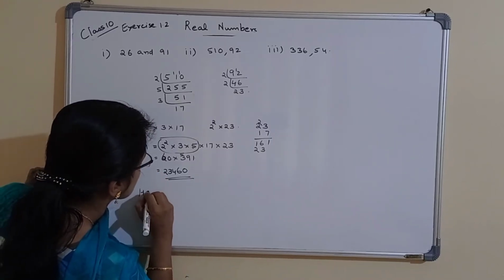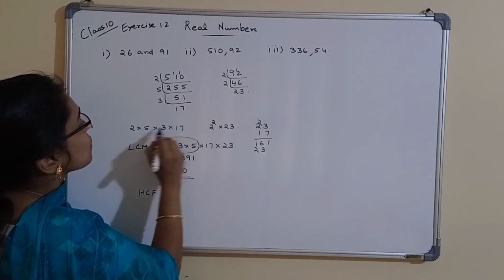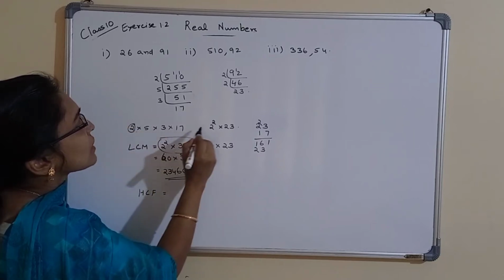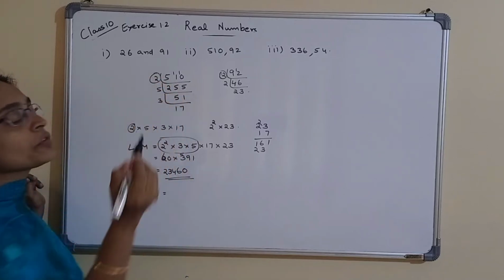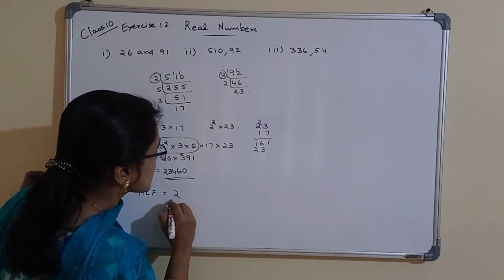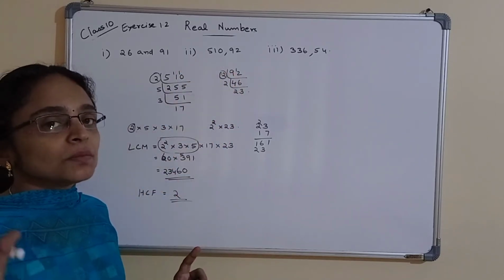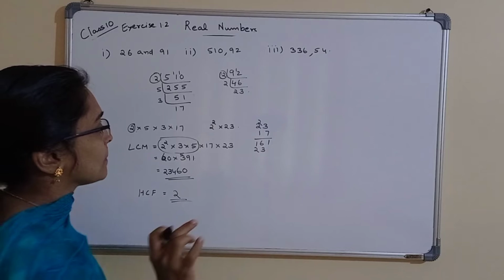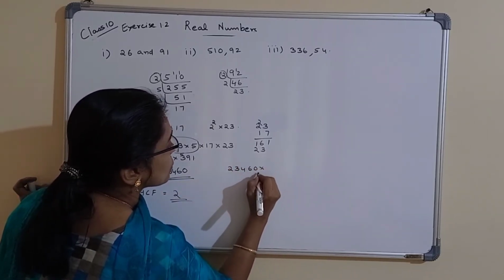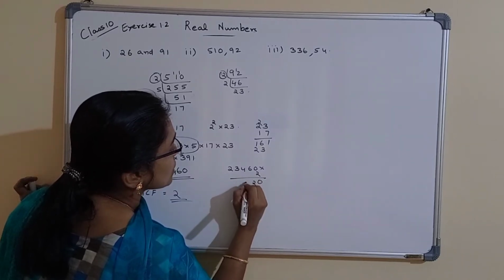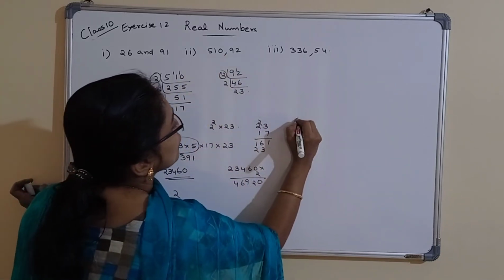And what is the HCF? The common factor. What is common in this? Only one 2 is there here, and here also 2 is there. So the 2 from this and the 2 from this is common, which means HCF is equal to 2. Okay, now we have to verify whether LCM into HCF is equal to the product of the numbers. What is LCM into HCF? 23460 into 2, which is equal to 46920. Now what is the product of the numbers?